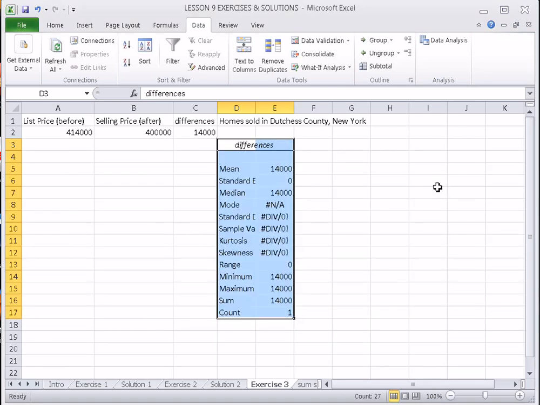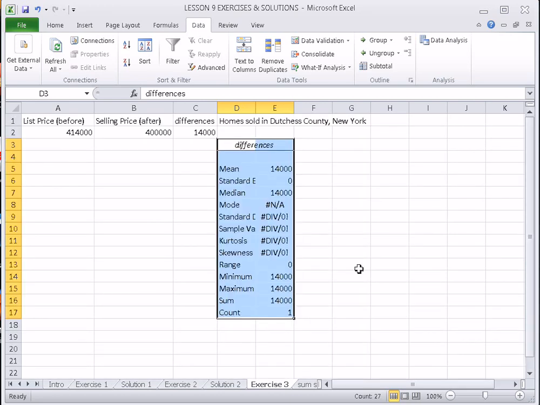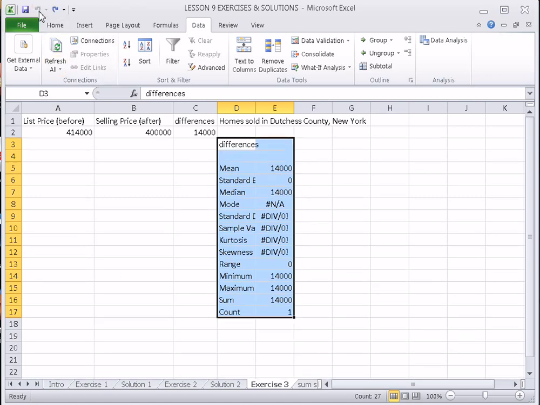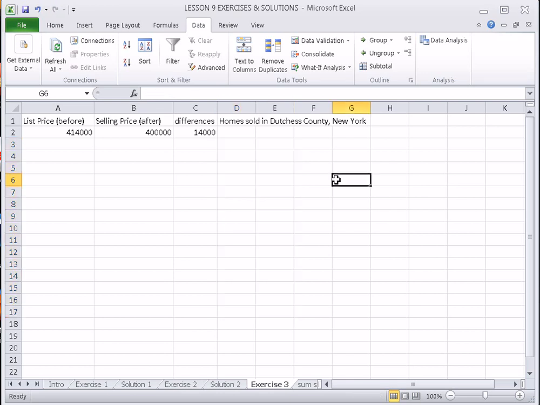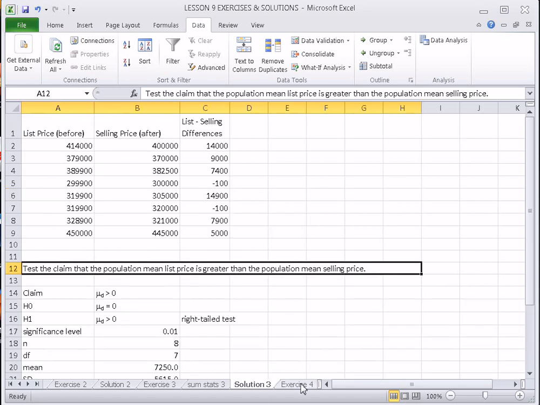Okay, so here then are those differences. I wonder what happened to everything else here. I'm a little nervous about that. Let's undo this. What happened? Okay, exercise 3. Something funky happened. Well, here is the data put on a different page. So let's just look at this.